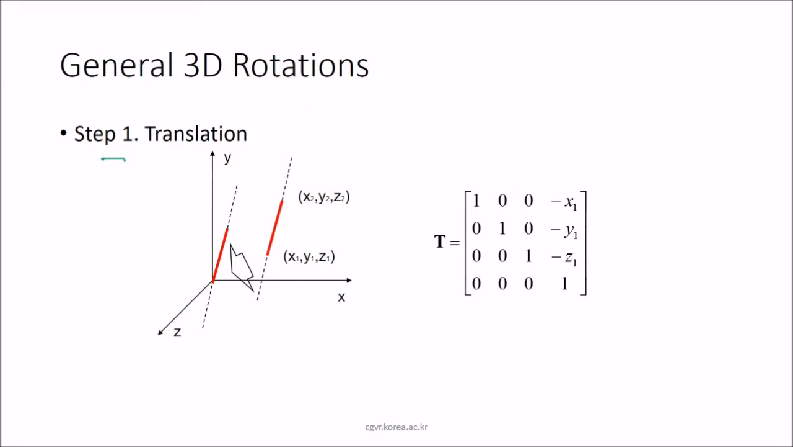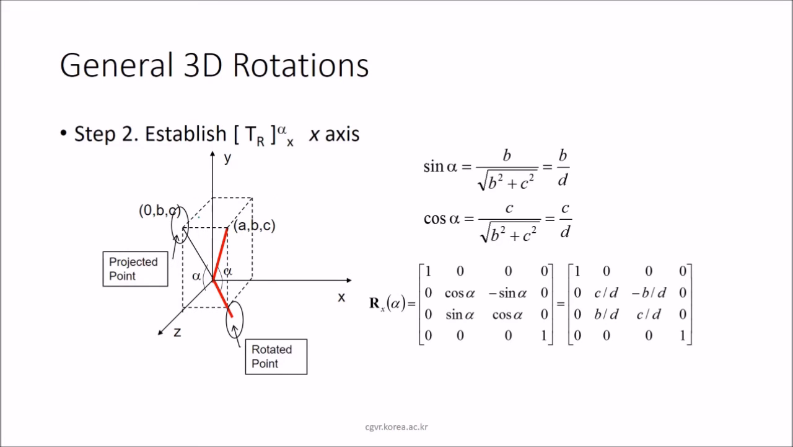First, what we are doing is translation. This is the axis. Now we translate this axis, x1, y1, z1, x2, y2, z2, to the origin. So this is the translation matrix. Then we establish a rotation TR with respect to alpha about the x-axis. These are the rotation matrix.